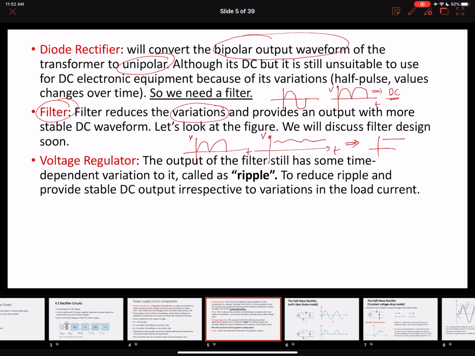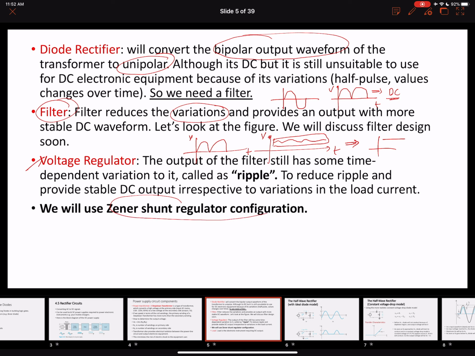So this is what we want as a voltage regulator, that we want it to regulate the voltage irrespective of these variations and irrespective of the variations in the load current. We already discussed how to design the voltage regulator using forward conducting diodes and using Zener diodes, which we operate in the breakdown region. For power supplies, mostly we use the Zener shunt regulator configuration that we discussed in detail in our last lecture. So we are not going to discuss that again.